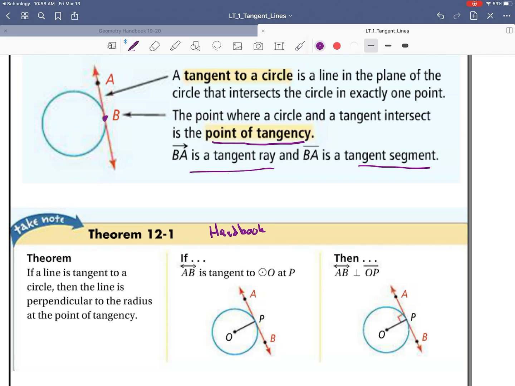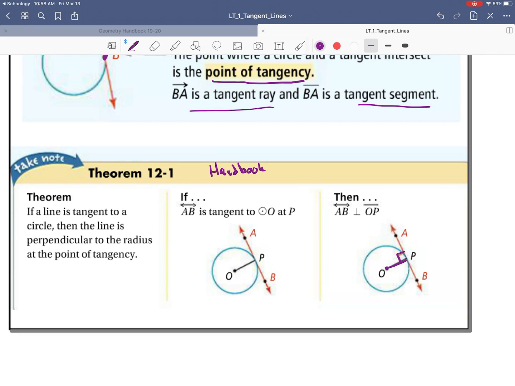Theorem 12.1. If AB is tangent to circle O, then when we connect with a radius, we get a perpendicular line. So add that to your handbook. Perpendicular radius when it hits at the point of tangency.